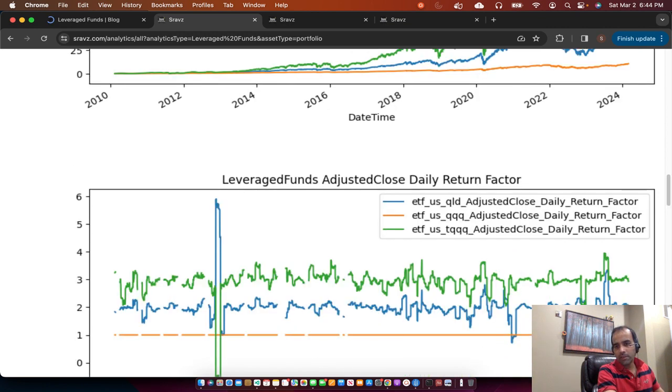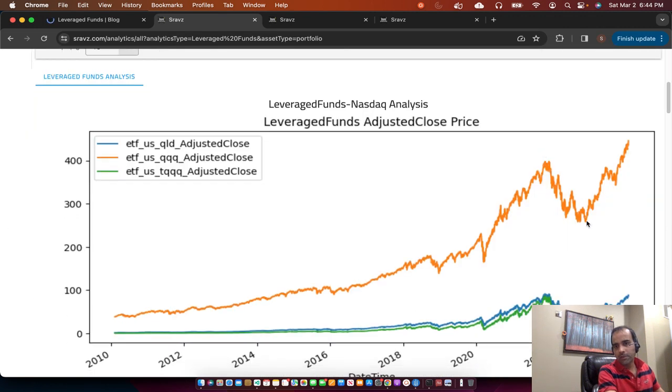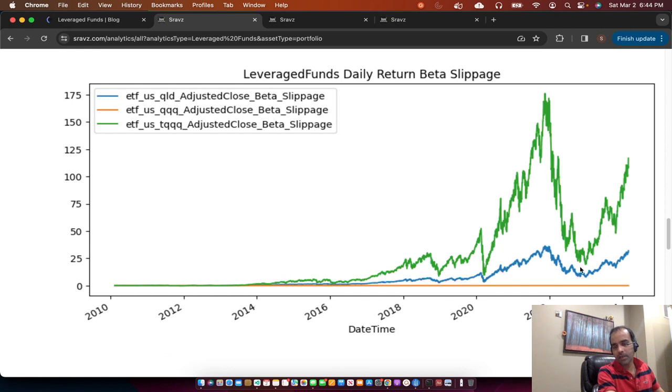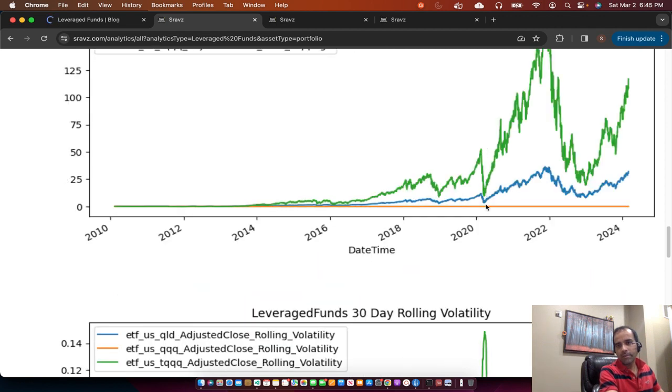I'll go to the returns plot. If you see here, during a big drop in the asset, we see a major drop in the beta. Beta slippage is higher. And the more volatility in the beta slippage, the lesser returns we would get from the leveraged fund. So we also took the leveraged fund's 30-day rolling volatility, and as expected, the volatility of TQQ is 3 times that of QQQ. So the higher the volatility, the beta slippage is high.